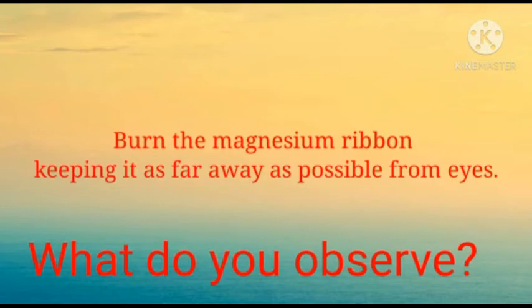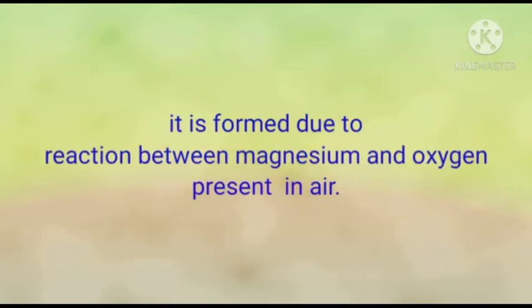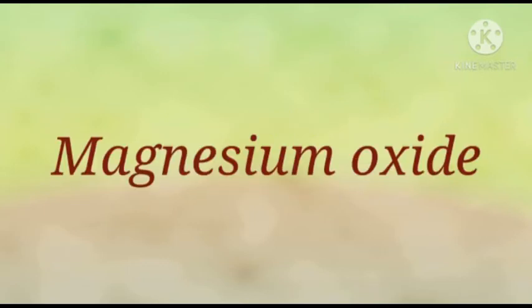What do you observe? You must have observed that magnesium ribbon burns with a dazzling white flame and changes into a white powder. This powder is magnesium oxide. It is formed due to the reaction between magnesium and oxygen. This oxygen is present in the air, and the new product is the magnesium oxide.